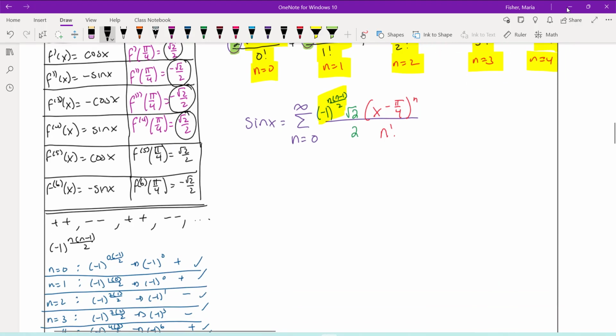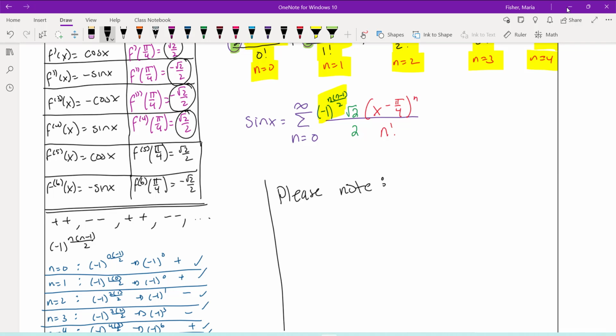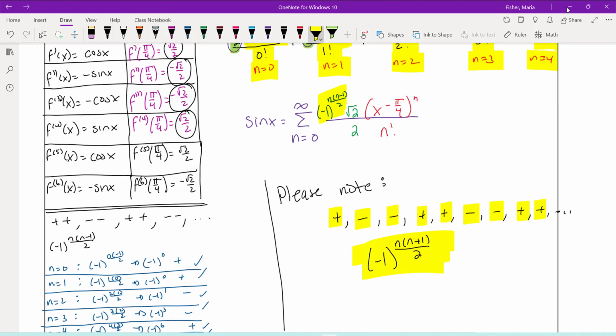But please note, if your alternation is positive, then negative, negative, positive, positive, negative, negative, positive, positive, etc. If that ends up being your pattern, what you would do is use negative 1. You raise that to the n times n plus 1 all over 2. So you end up with something that's positive, then negative, negative, positive, positive, negative, negative, positive, positive, etc. The alternation piece that you would use is negative 1 raised to the n times n plus 1 all over 2.